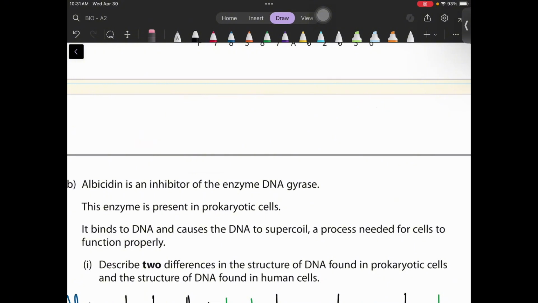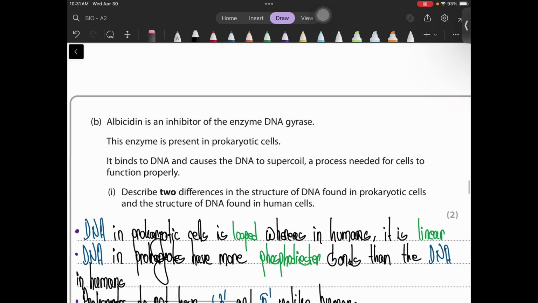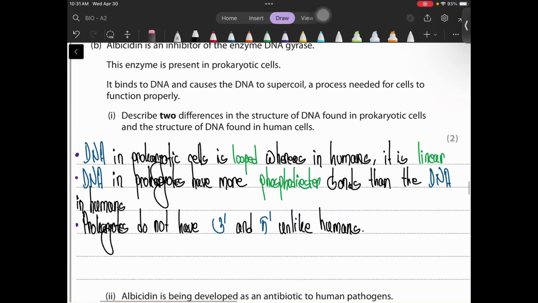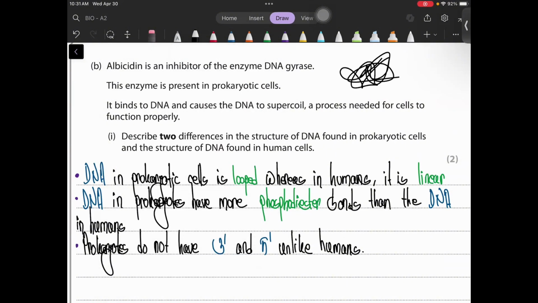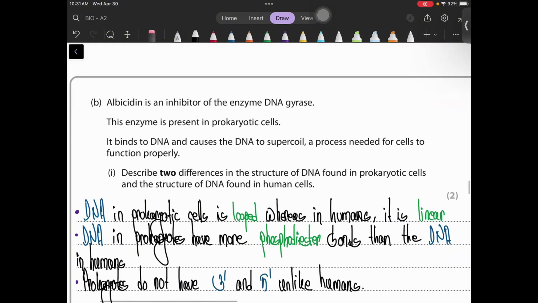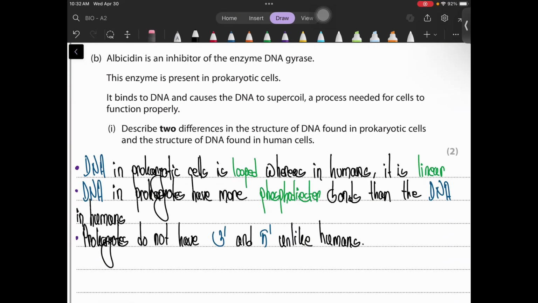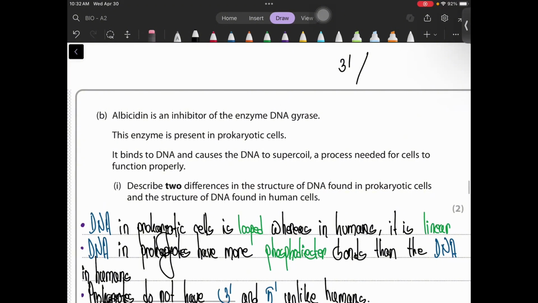Another difference would be that DNA in prokaryotes comprises more phosphodiester bonds than DNA in a human cell, because in prokaryotes the DNA is supercoiled, unlike in humans. And also, remember the 3 prime and 5 prime concept. Prokaryotes do not have 3 prime and 5 prime ends, whereas humans do. If you forgot about this concept, make sure to comment below, because I have videos linked to that.